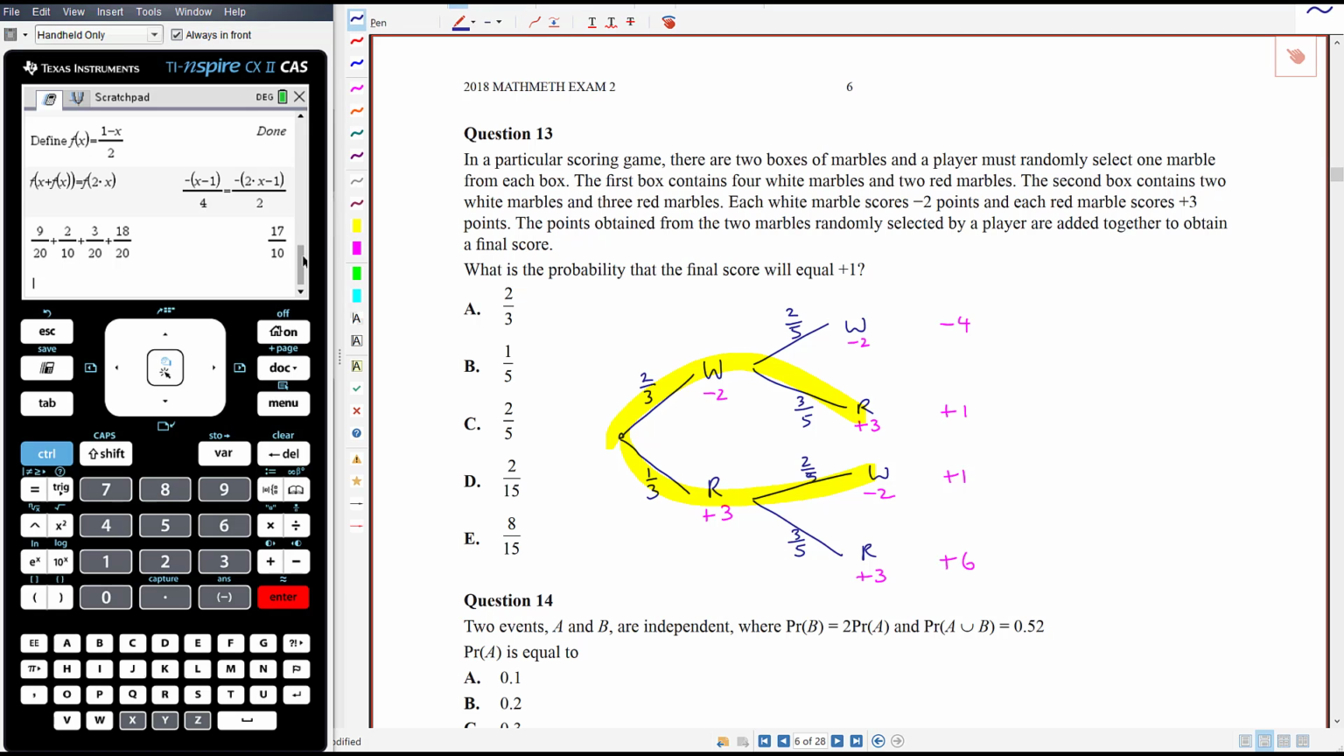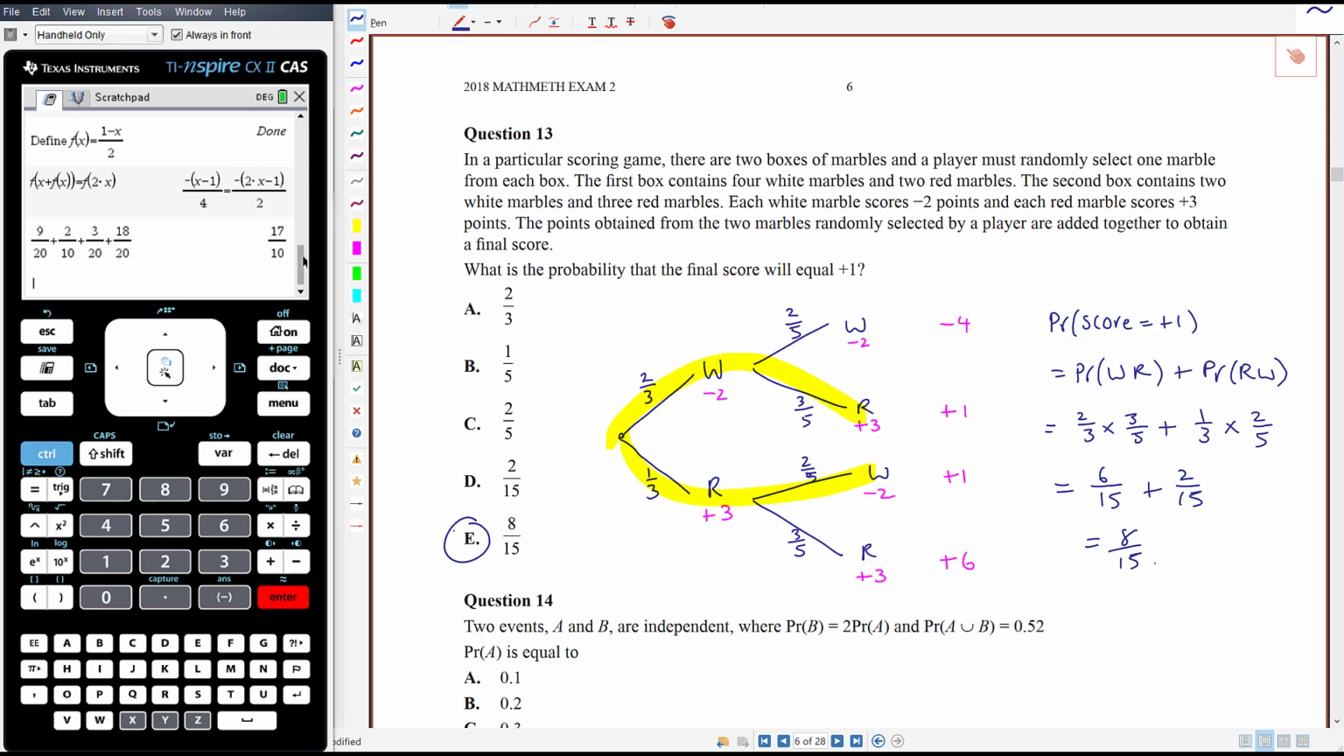So the probability that the score equals +1 is the probability of getting a white and then a red, or the probability of getting a red and then a white, which is 2/3 times 3/5 plus 1/3 times 2/5. Keeping the common denominator to make it easier to add them, that's 6 on 15 plus 2 on 15, which is 8 on 15. So option E.